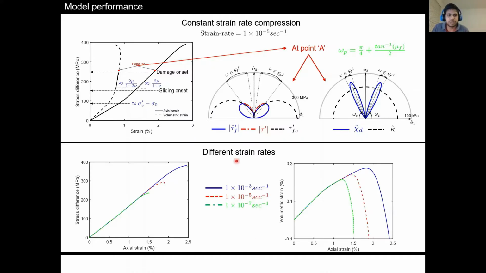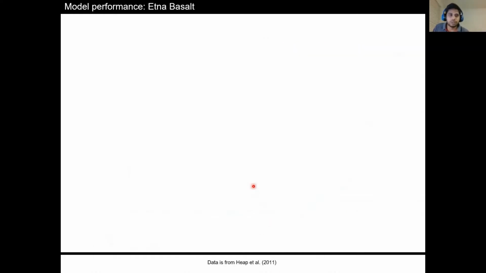To see the effect of different strain rates, we consider the simulation of the model at different strain rates. As we can see, before the onset of damage, the strain rate does not affect the response, but after the onset of damage, the higher the strain rate, the higher will be the stiffness and the strength of the rock. To take a better look at the model performance, we use it to simulate the mechanical behavior of Mount Etna basalt from EPSL 2011.